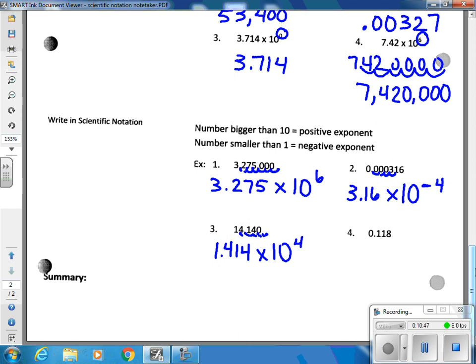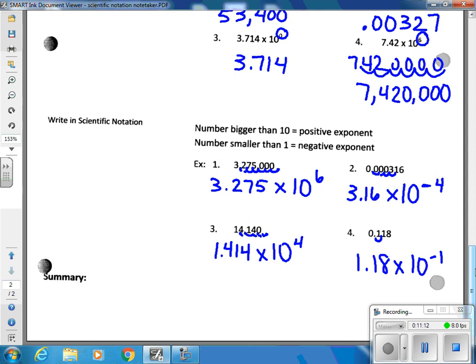Then if you look at number 4, the zero's in the front, so that means it's going to be a negative exponent. And when I go to move it, I only have to move it one time to get a number in front of the decimal that's not a zero. So that's 1.18 times 10, and you do have to write -1. Okay, ones have to be there in terms of exponents. Okay, every number that is an exponent has to be written. There is no invisible exponents.